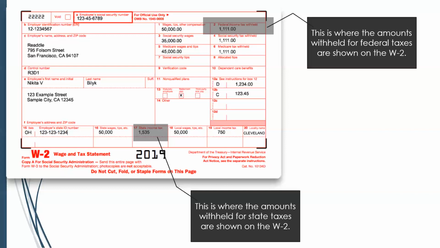Control number is not necessary. In box E, we've got the employee's first name and initial, and then their last name. And then their address follows that in box F. And then starting with the numerical boxes, box 1 is the wages, tips, and compensation that relate to the federal income tax that was withheld. So the amount of wages that we have for federal withholding go in box 1.